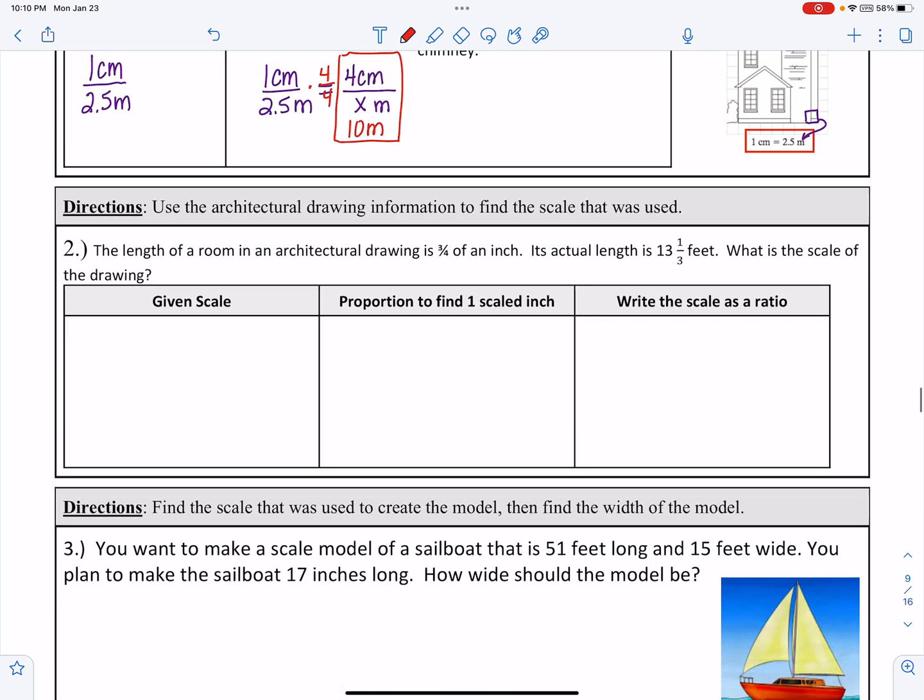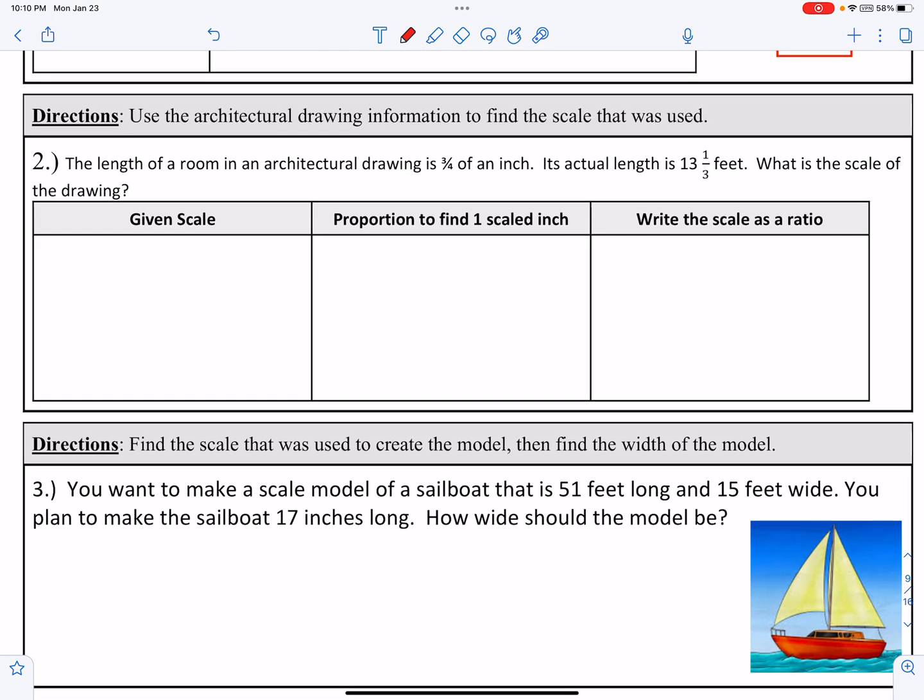Okay, let's go ahead and look at this architectural drawing problem. So we have the length of a room in the drawing is 3/4 of an inch. Okay, so this is the length. And then the actual length is 13 1/3 feet, and they want to know what the scale is. Okay, so this is dealing with lengths. Our drawing is 3/4 of an inch, and our actual, which goes on the bottom, is 13 1/3.